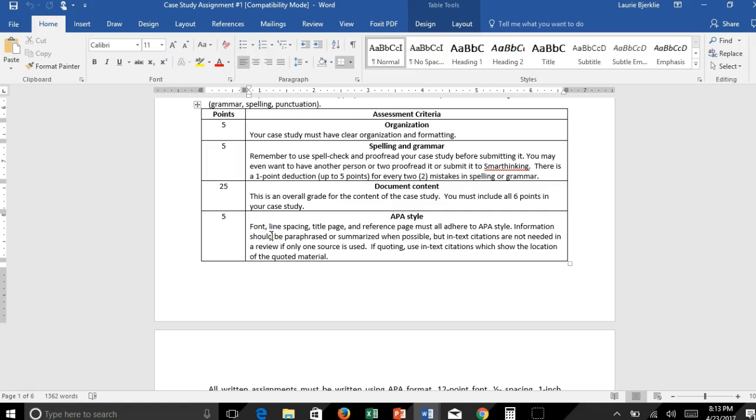And then 5 points for APA. Yes, it has to have a title page. It has to have a reference page. It needs to have headers. It needs to have page numbers. It needs to have 12-point Times New Roman font with the appropriate spacing. It should have citations if you did directly cite or paraphrase from a resource.